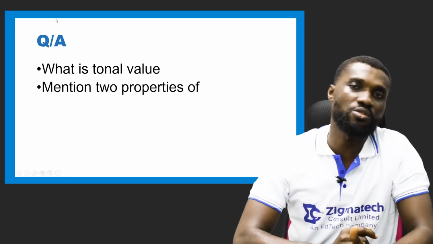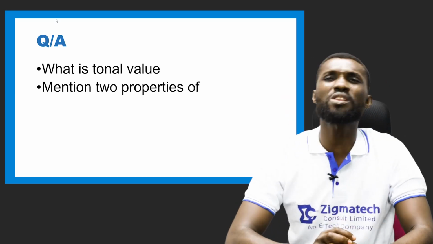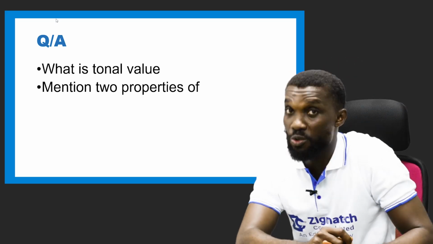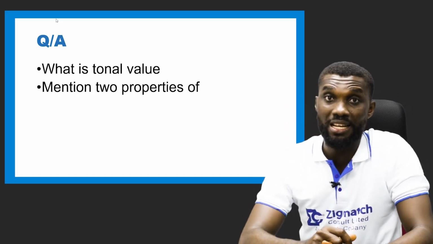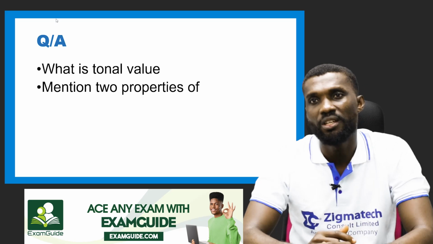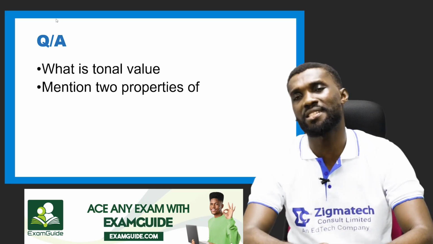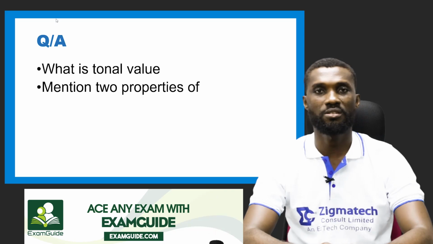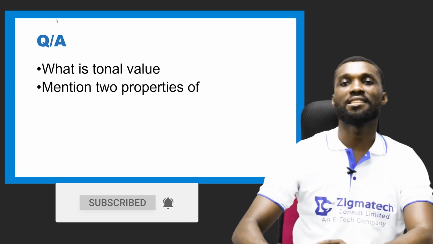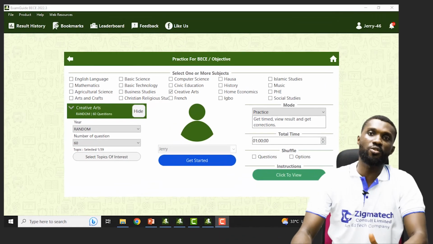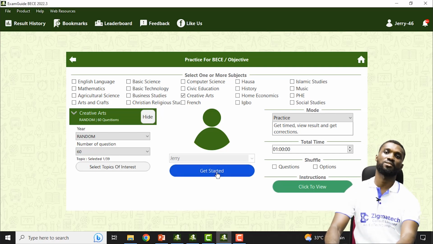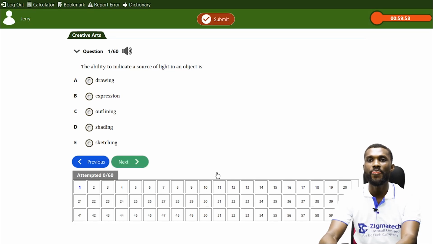Now let's see some questions to try our hands on, based on what we've just talked about. What is tonal value? I want to believe you can give an answer to that question. If you can't, go back to the video and watch it over again. And then finally, mention two properties of tonal gradation. All right, thank you very much for being a part of this class. Now let's go over to our exam guide, try our hands on some questions, and then we'll give answers to these questions.